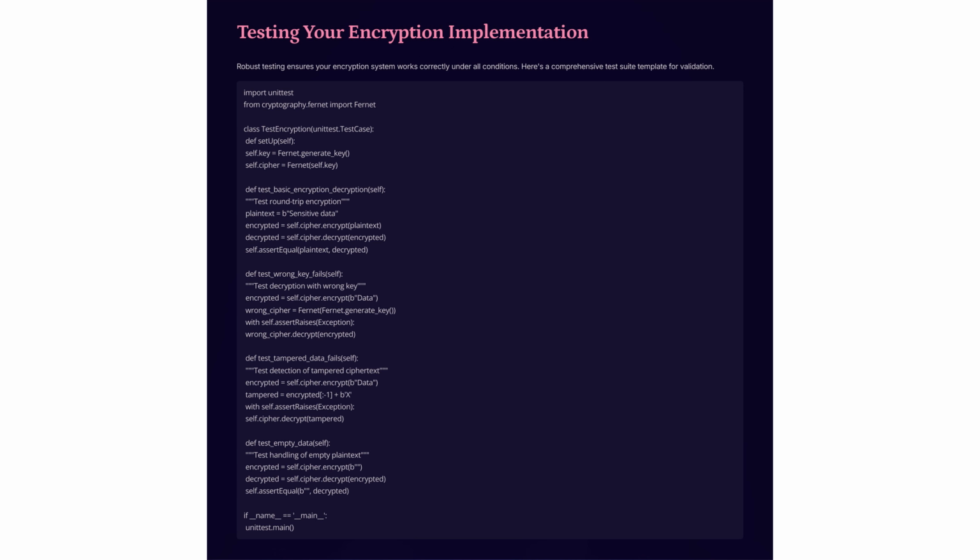Robust testing is crucial for encryption systems. Use a comprehensive test suite to validate functionality. Test round-trip encryption to ensure data integrity, verify decryption fails with incorrect keys, and detect tampered ciphertext. Handle edge cases like empty data. This ensures your encryption implementation is reliable and secure under various conditions.